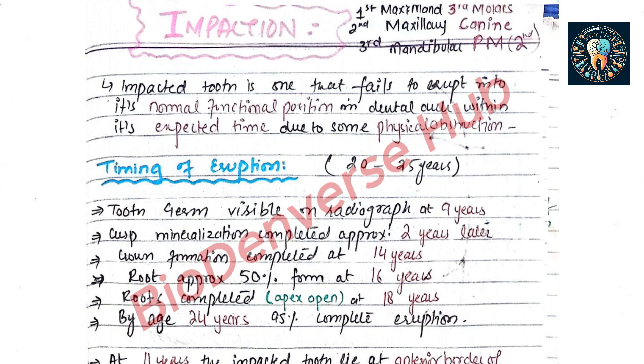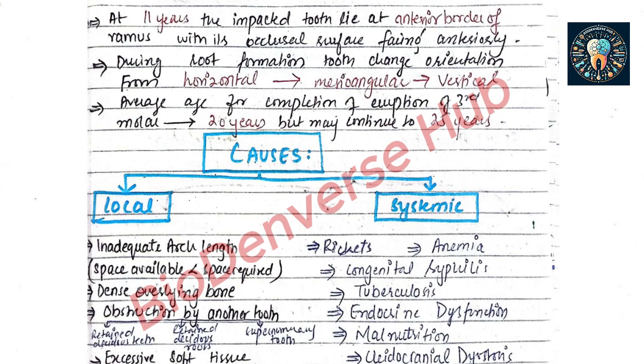But at 11 years, the impacted tooth lies at the anterior border of the ramus with its occlusal surface facing anteriorly. Now during the root formation, the tooth changes its orientation from that horizontal position, then it goes a bit mesioangular, and then it reaches the vertical orientation. So the average age for the completion of eruption of the third molar that we have discussed earlier is usually 20 years, but it may continue on to 25 years.